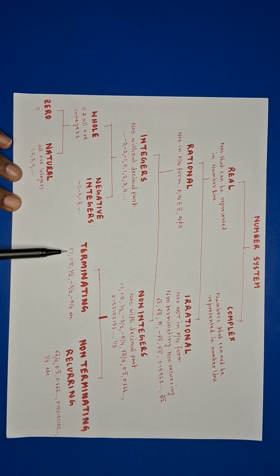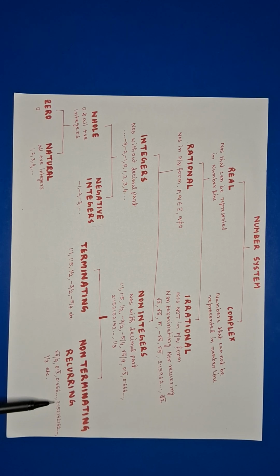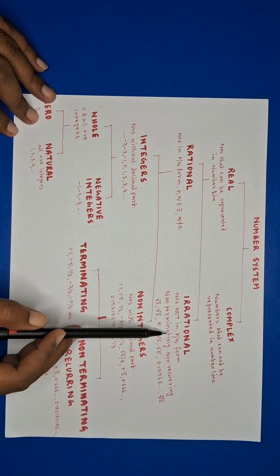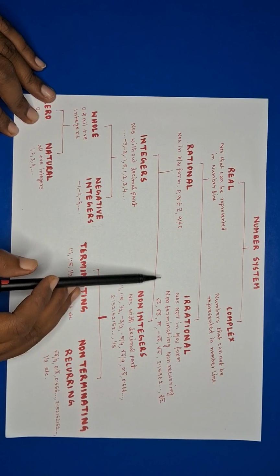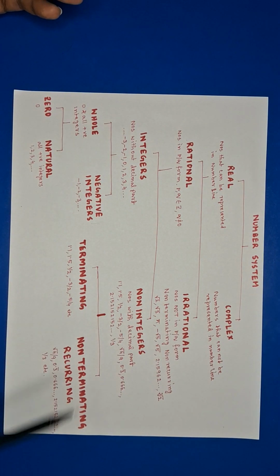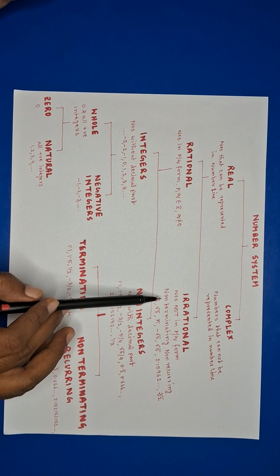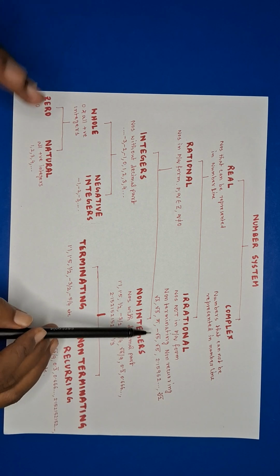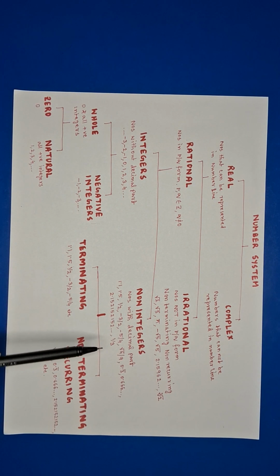What is terminating? 1.1, 1.5, 1.2, minus 3.2. But this one is non-terminating and recurring. This can be said as 0.3 bar, 0.666, 2.152 152 152 dot dot dot, 1 by 3, etc. And what are irrational numbers? Numbers which cannot be written in the form p by q, whose decimal expressions are non-terminating and non-recurring, such as √2, √3, pi, minus √5, etc.